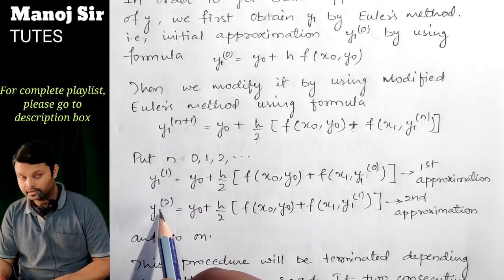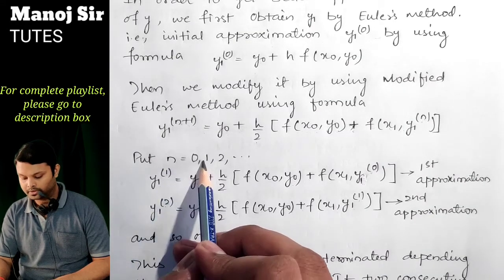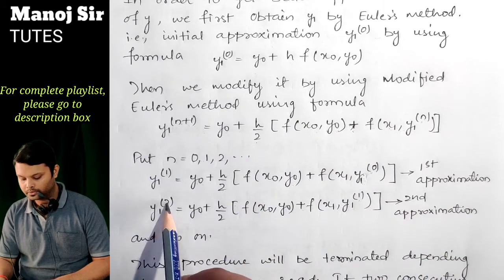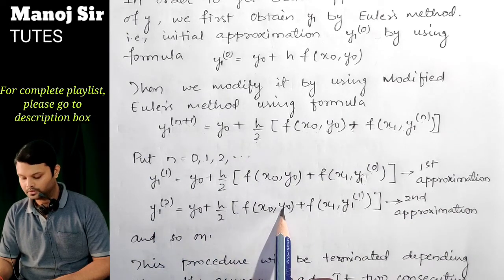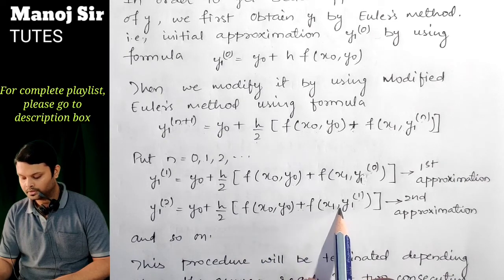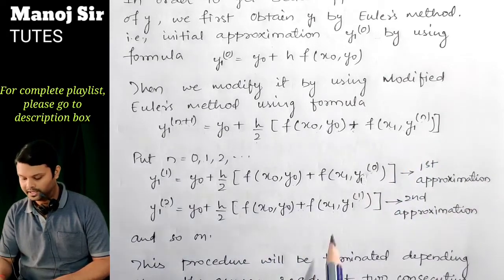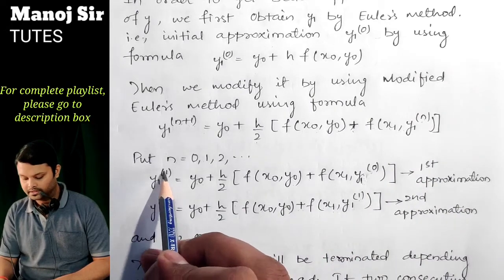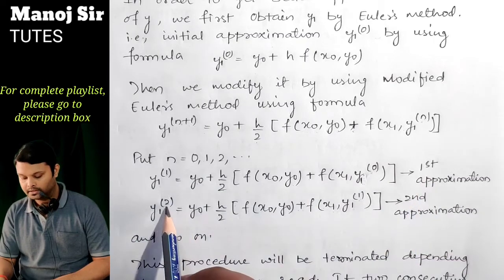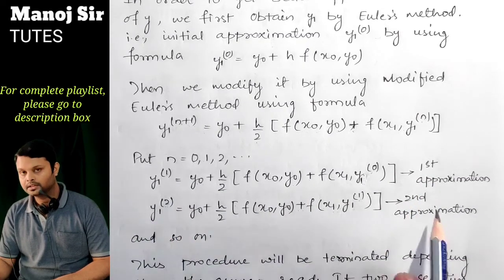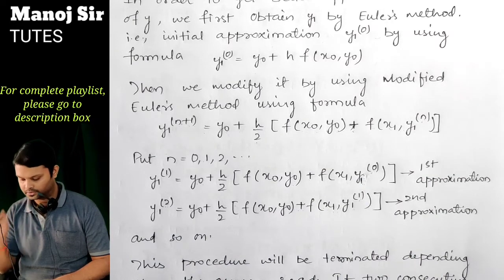That is the second approximation y1 2. It means we will put n equals 1 in this formula. You will get y1 2 equals y naught plus h upon 2 into f of x naught comma y naught plus f of x1 comma y1 1, because we put n equals 1. In this bracket we have 1, which means this is the first approximation. Here in the bracket we have 2, that is, this is the second approximation. In this way you can find the third, fourth, fifth approximation.